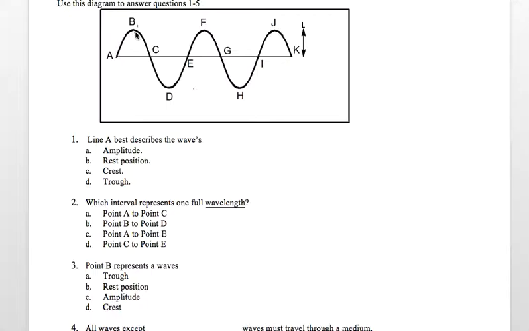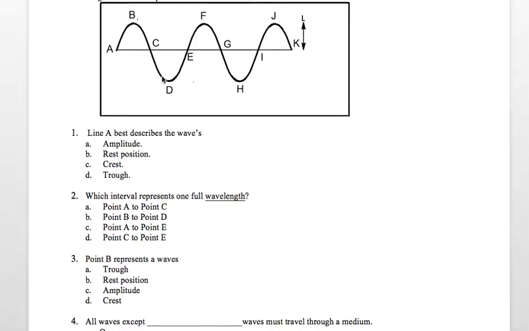A to C, B to D, C, A to E, or D, C to E. Number 3, point B represents a wave's A, trough, B, rest position, C, amplitude, or D, crest.